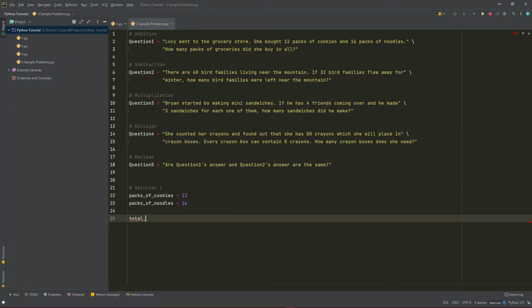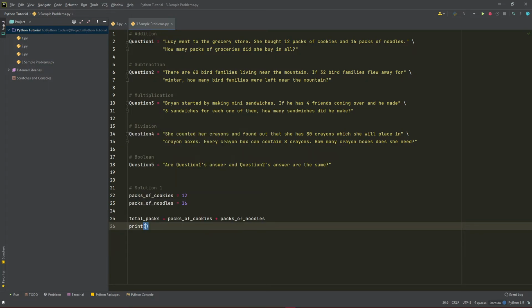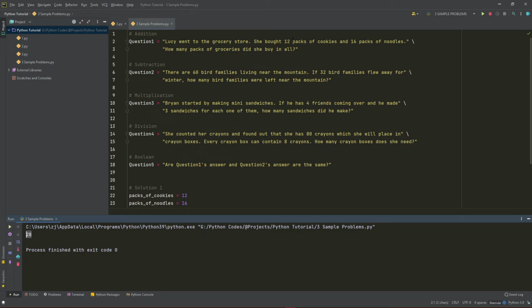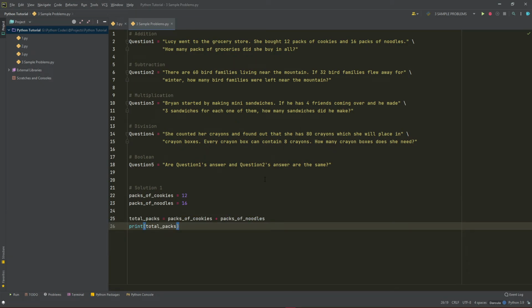We have total packs is equal to packs of cookies plus packs of noodles. And let's print it. We have the total packs. And if you print this, we're going to arrive at 28, which is basically correct because 12 plus 16 is 28. All right. Now let's proceed to the second question.